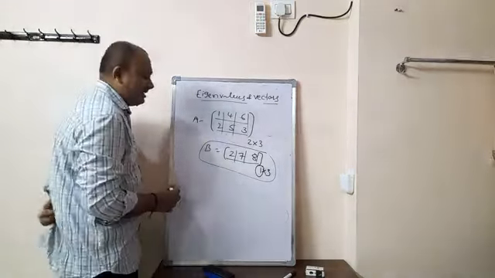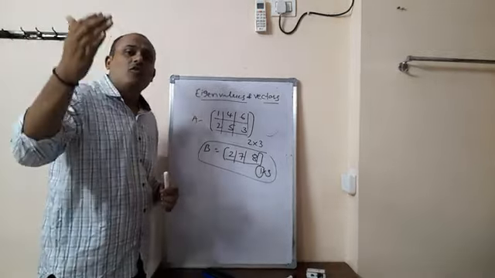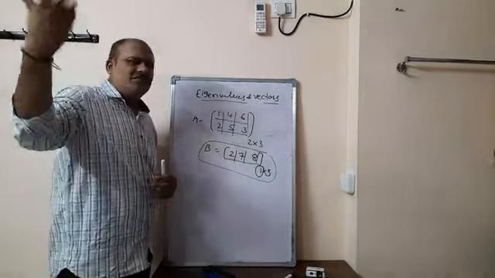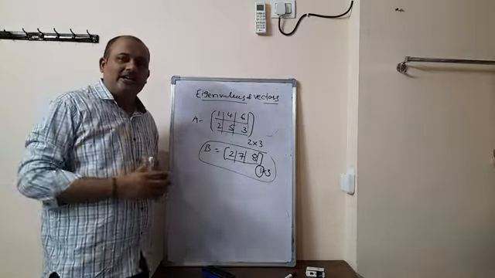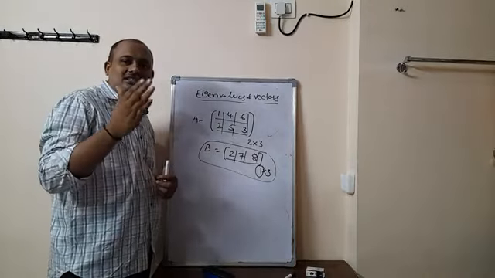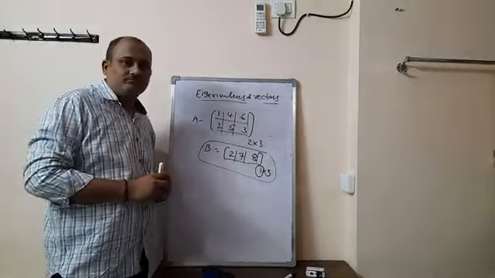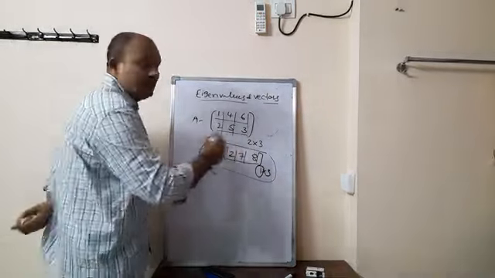And the column matrix. A matrix is said to be a column matrix if it consists of only one column. The row size is different; it may be 1, 2, 3, 4, whatever it may be, but the column size is only 1. If it consists of only one column, it is called a column matrix.